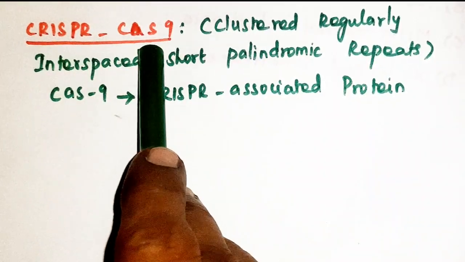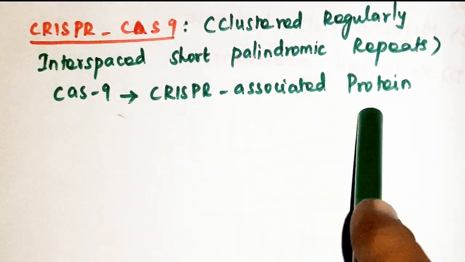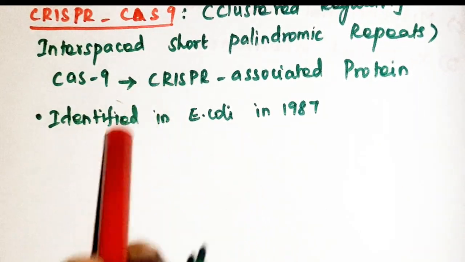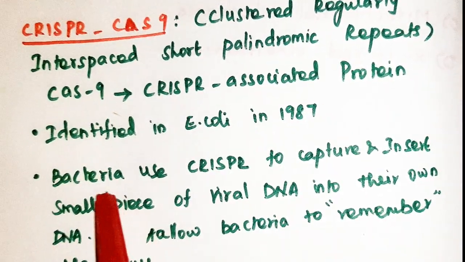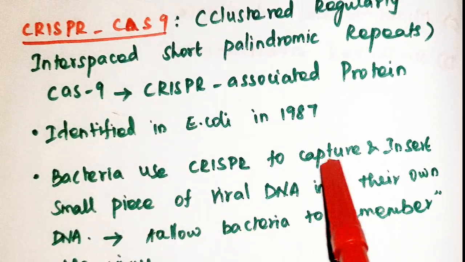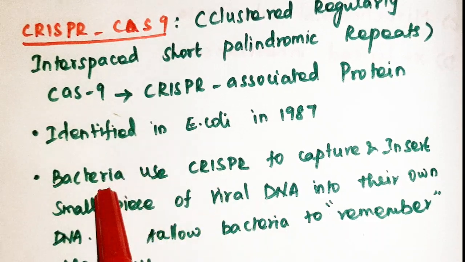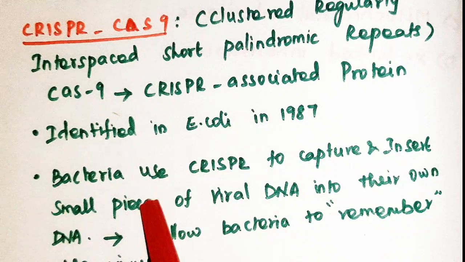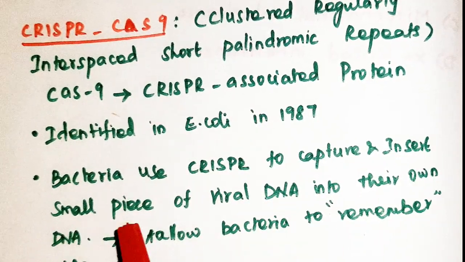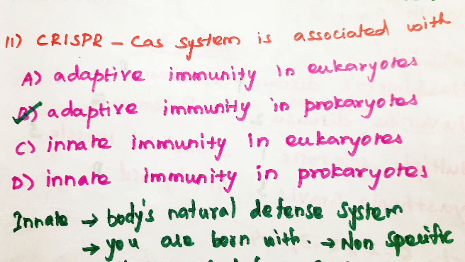The abbreviation CRISPR stands for clustered regularly interspaced short palindromic repeats, and Cas9 is the CRISPR-associated protein. This CRISPR-Cas9 system was first identified in E. coli in 1987. If a bacterium is infected with a virus, it uses this CRISPR system to capture and insert small pieces of the viral DNA into its own DNA, which allows the bacterium to remember this virus. Now it can quickly recognize and kill the same virus if it encounters it again.